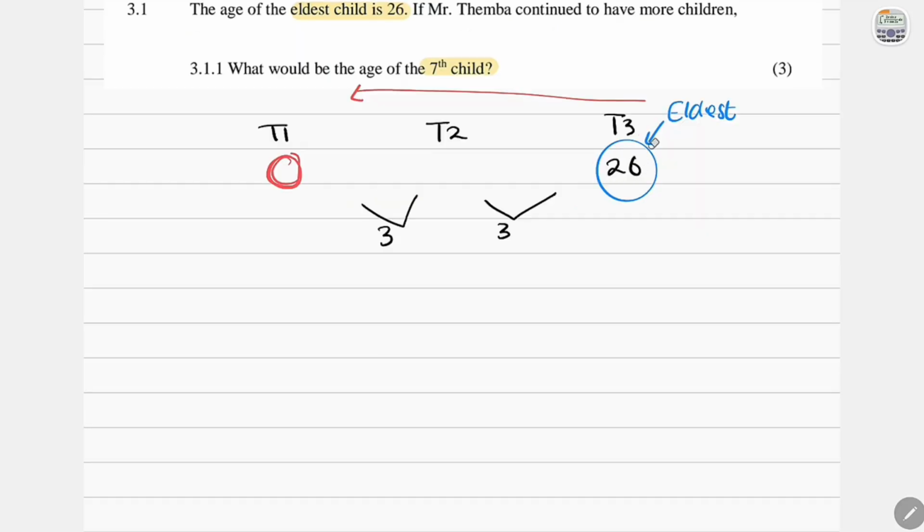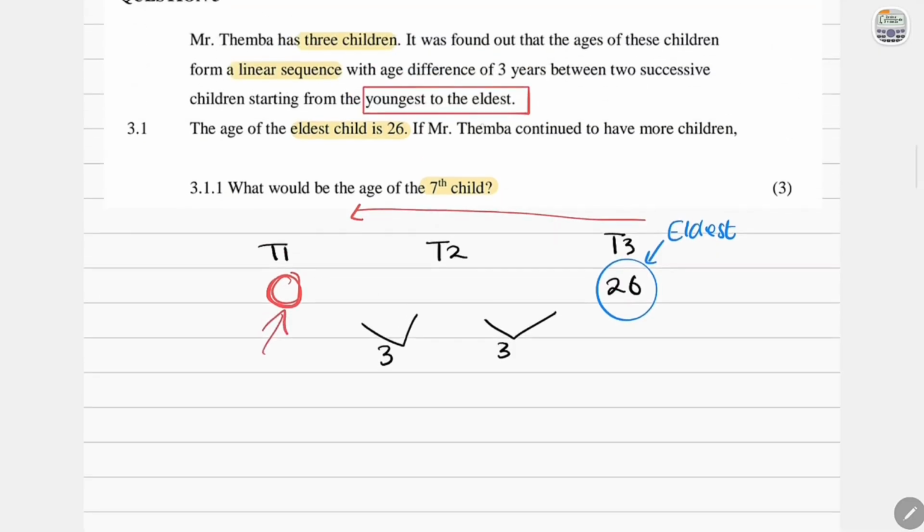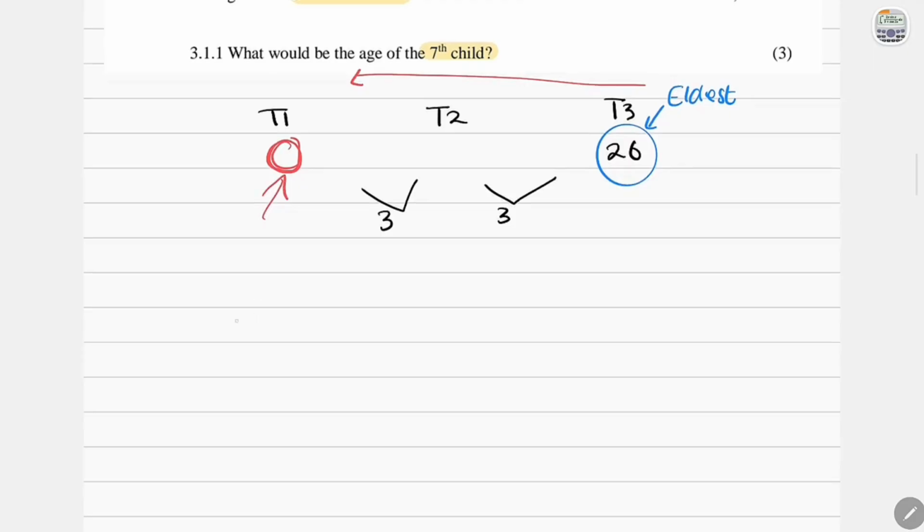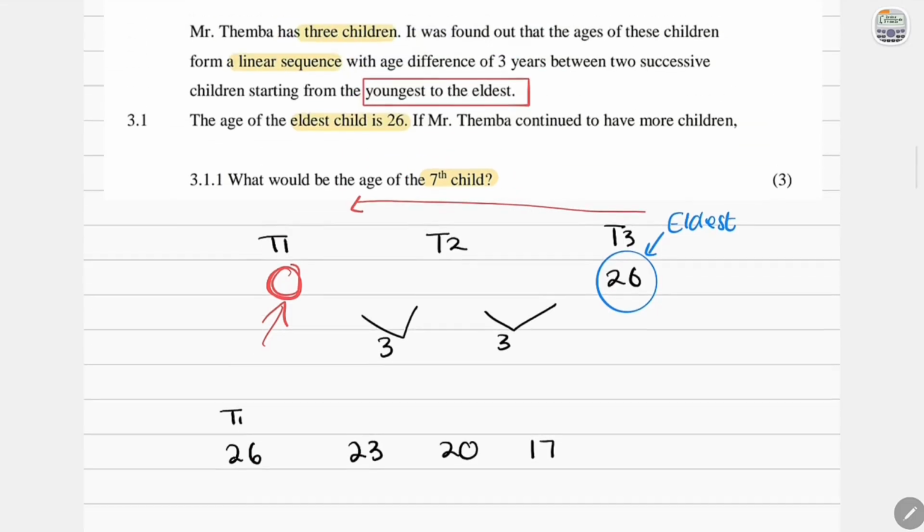So we could look at the eldest child as term 1, since he's deciding to have more kids now. The new kids that come will be younger than these ones. So if we're looking at it from eldest to youngest, then the eldest child that he has is 26, and that would be our term 1. The next child would be 3 years younger, 23. And then 20, and then 17, and then we will be able to find the 7th child. So logically speaking, I will go with this approach.